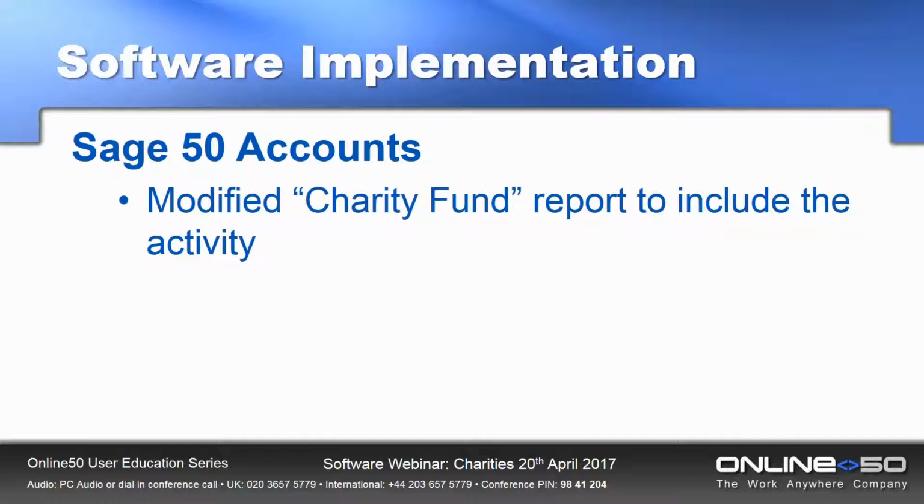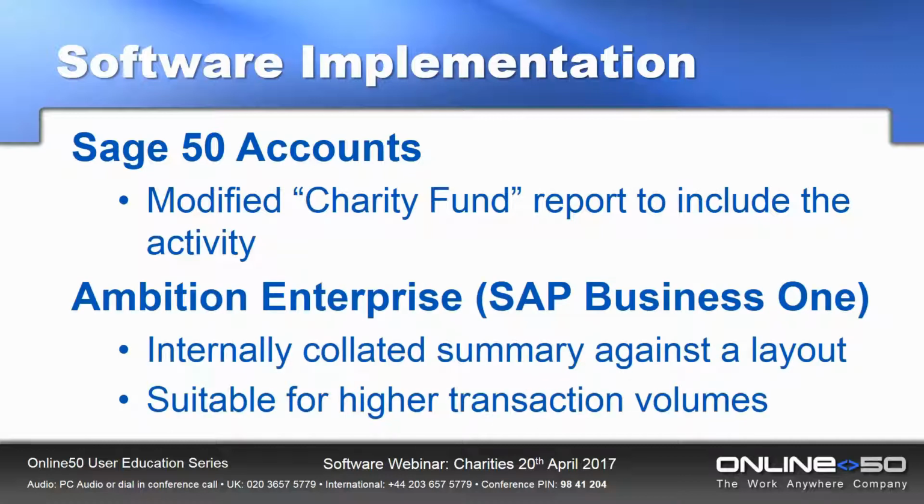In Ambition Enterprise, SAP Business One, we license it as Ambition Enterprise, we have set up a system internally to collate all of the information against a financial template layout, and that then presents a summary on screen. So because it's presenting a summary and because it's operating in the database back end, it's suitable for much higher transaction volumes than the report in Sage.